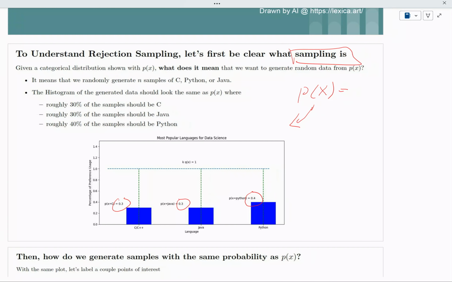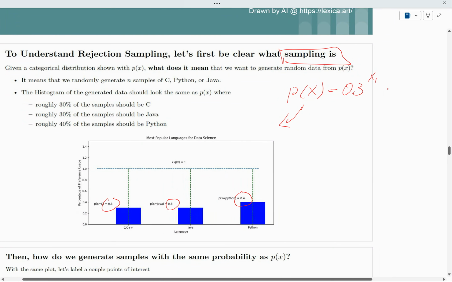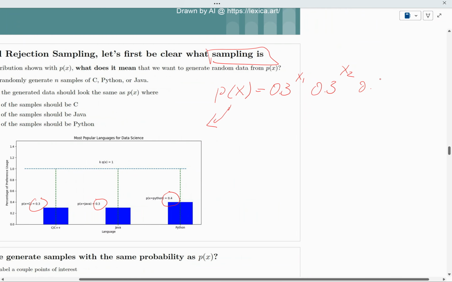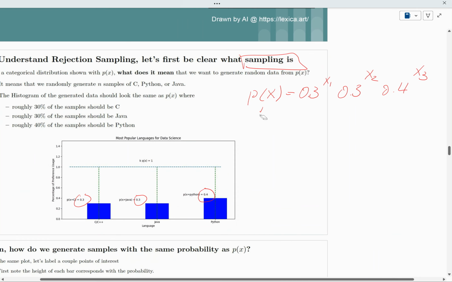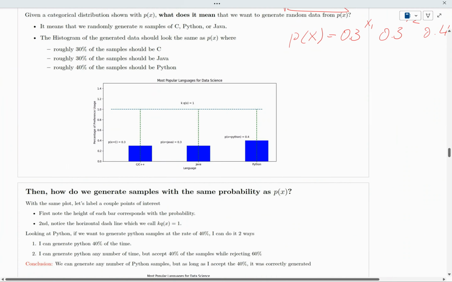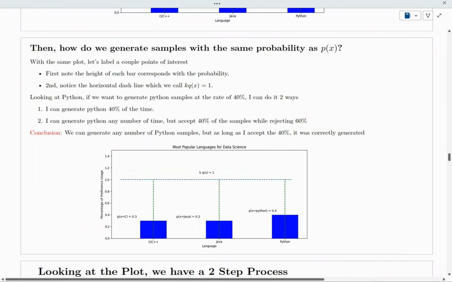Because let's say this equation is 0.3x1, 0.3x2, and 0.4x3. So in this particular example, we want 30% to be generated for C, C++, 30% for Java, and 40% for Python. All right. So how do we generate samples with the same probability as P of X?